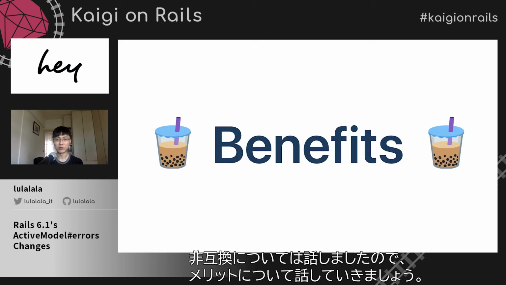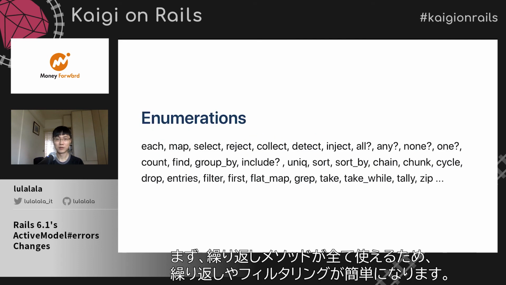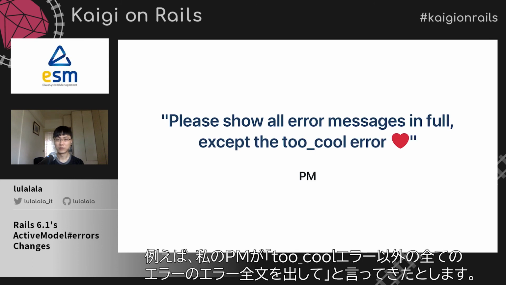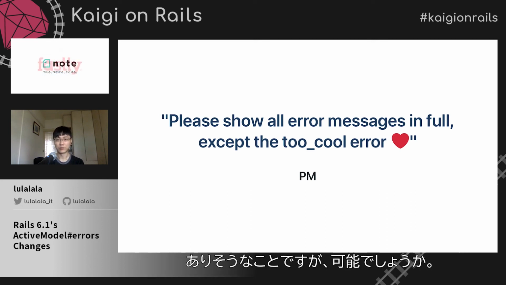We have talked about deprecations, and now we can talk about the new things. What are the benefits of this change? First, enumeration is easier. All the enumeration methods can be used now. With an error objects array, we can easily filter and then re-render the messages. For example, if my PM asks me, please show all the error messages in full, except the too cool error. It's a reasonable request, right?